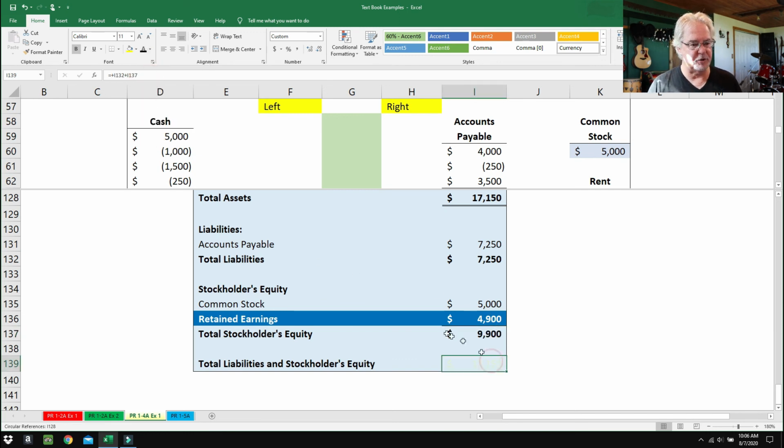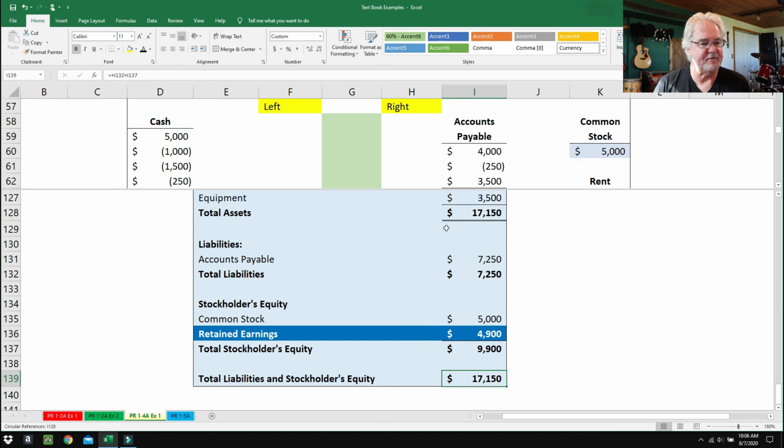Now here's the last part. Don't drop the football on the 2-yard line. You have one step to go and then you're done. We got to add up the total liabilities and stockholders' equity. So here we go. Total liabilities and stockholders' equity. If we add them up, here's what we get. $17,150. And folks, let's make sure it balances. $17,150, $17,150. We have got the job done, folks.